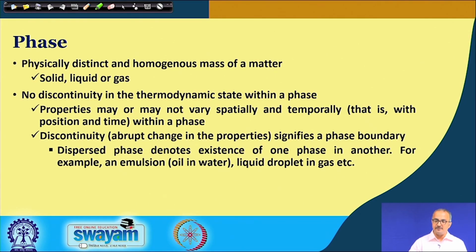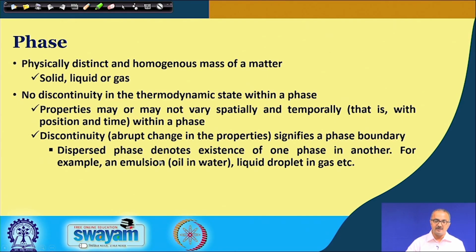Okay. And if we find that there is some kind of discontinuity in the value of a particular property, then we see that there must be some kind of phase boundary. So, at the phase boundary we can say there is a discontinuity, and we will find this discontinuity is reflected in the values of the various properties.